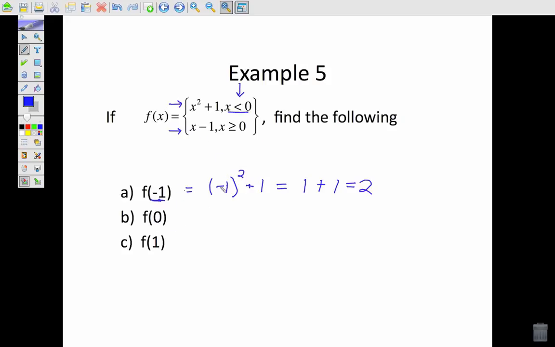Putting in 0, you have to decide where you're going to put it. Well, right here, x is greater than or equal to 0. So that means 0 is part of this second domain. So you're going to put it into the second expression, 0 minus 1, answer -1. And putting 1 in. 1 is also going into the second expression because it's bigger than 0. 1 minus 1 is 0. And that is how you evaluate a piecewise function.